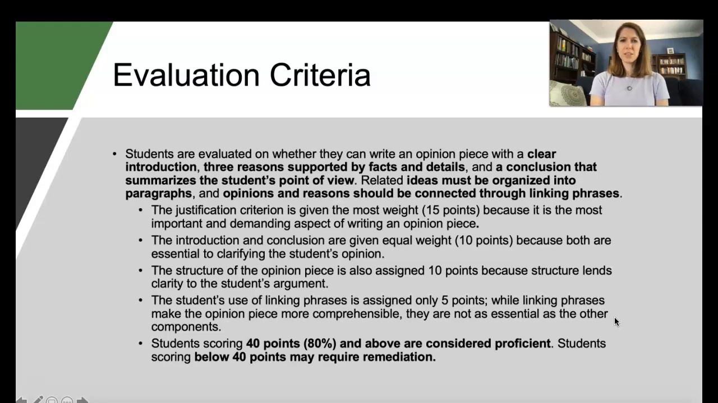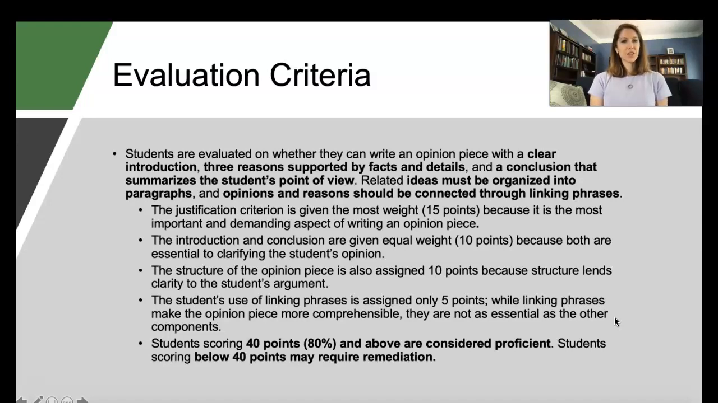So the evaluation criteria for this particular opinion piece includes several things. For example, students need to be able to write an introduction as well as a conclusion. They need to be able to support their opinion with 3 reasons and details. And they also need to organize their thoughts into cohesive paragraphs, as well as use linking phrases or transitions to shift from paragraph to paragraph in a natural way. So let's look at the evaluation criteria a little bit more carefully.